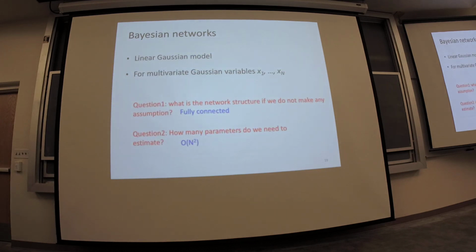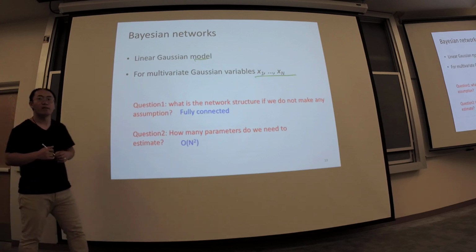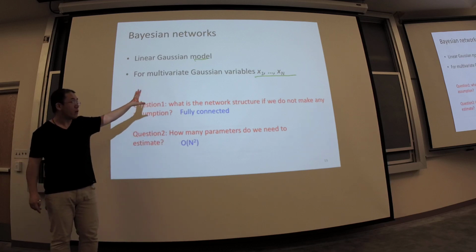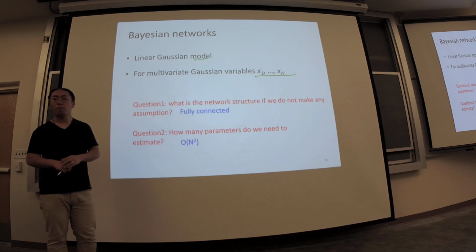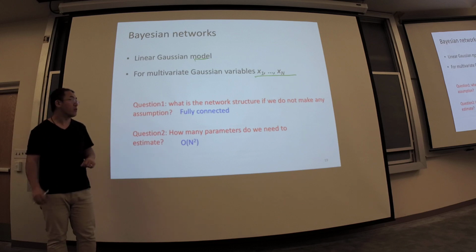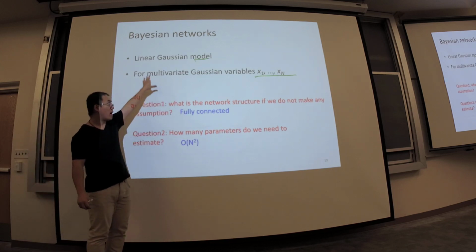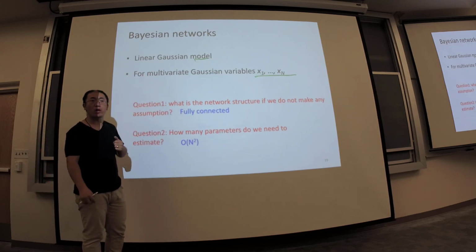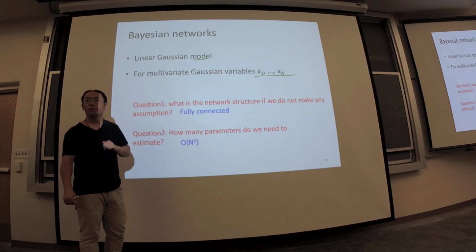So here we look at a practical model. It's called a linear Gaussian model. Assuming that we have N variables, x1 to xn, all we know is that they follow some multivariate Gaussian distribution without any assumption. If I want to estimate the parameters for this multivariate Gaussian distribution, how many parameters do we need?